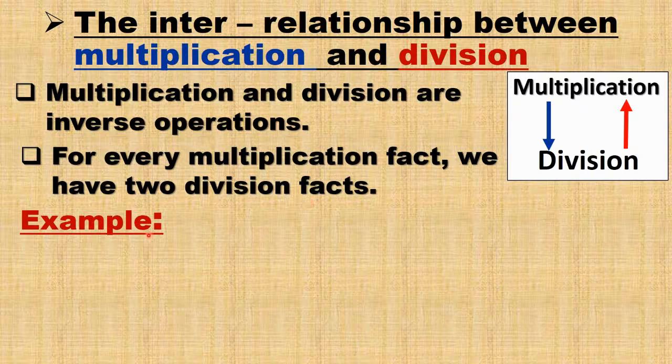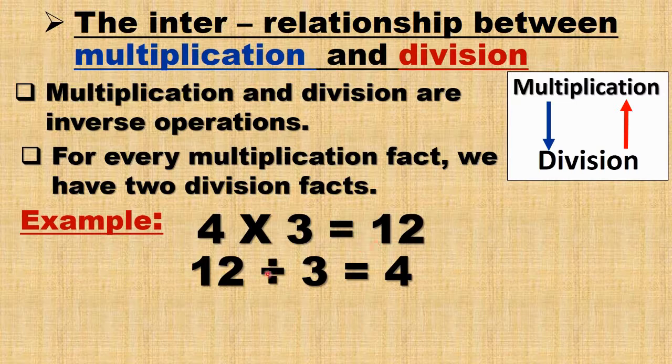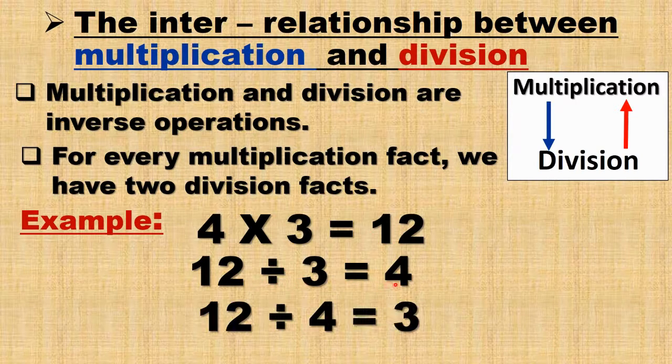For example, 4 multiplied by 3 is equal to 12. This product can be divided by any of its factors. That is, 12 divided by 3 is equal to 4, or 12 divided by 4 is equal to 3. So, for the multiplication fact 4 multiplied by 3 is equal to 12, there are two division facts, as 12 divided by 3 is equal to 4, or 12 divided by 4 is equal to 3.